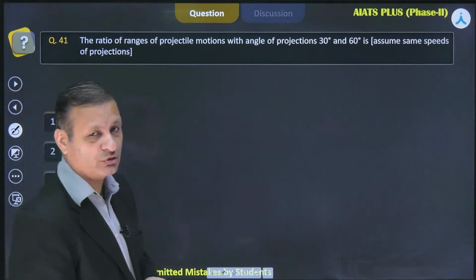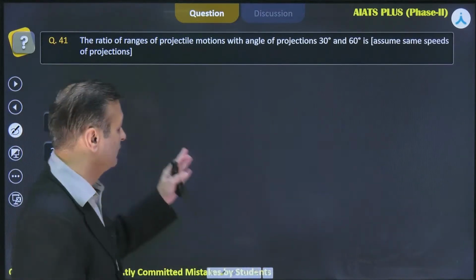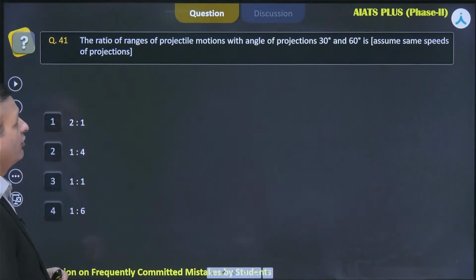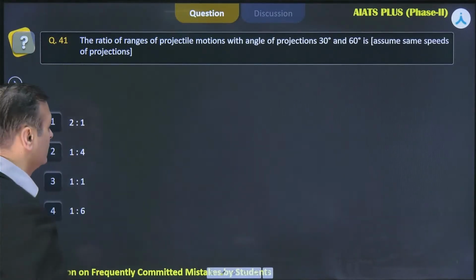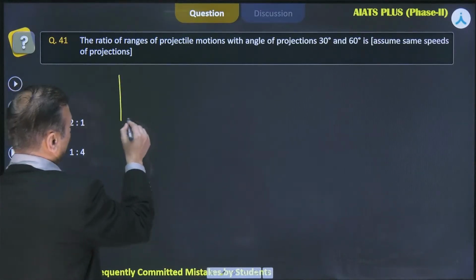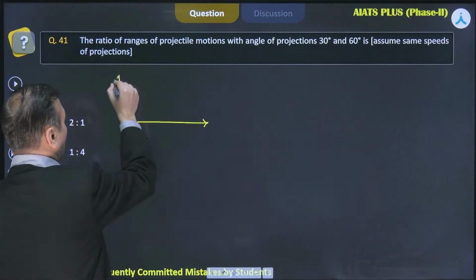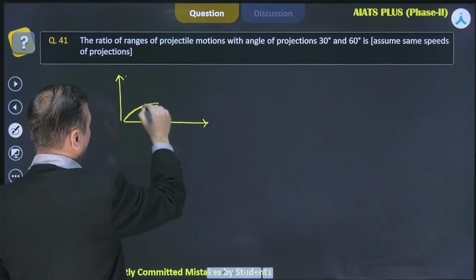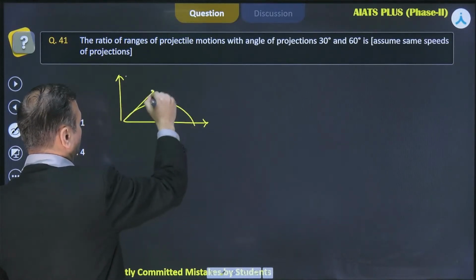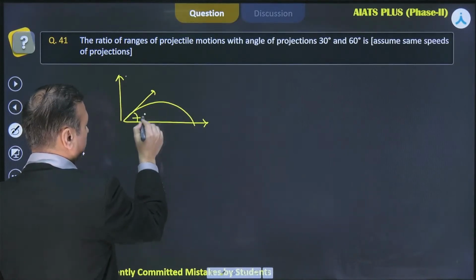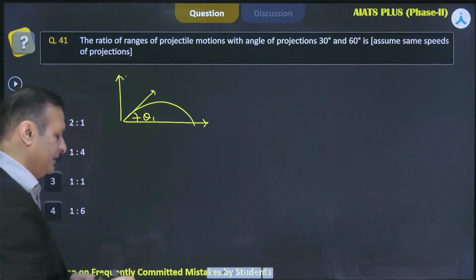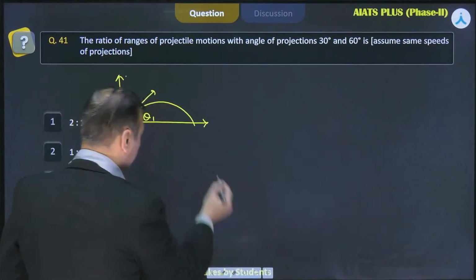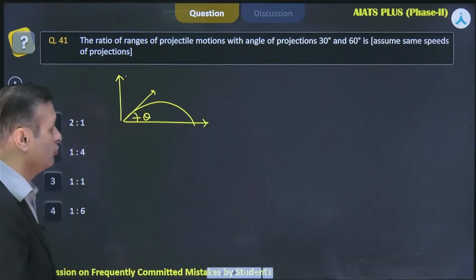Now, the next question is from your projectile part. What this says: the ratio of ranges of projectile motions with angle of projections 30 degree and 60 degree is the ratio of ranges. So this is one projectile projected at an angle theta. We can write down as simple theta also. So this is with respect to horizontal.